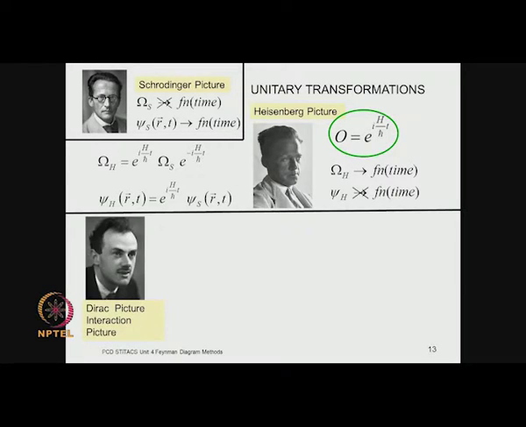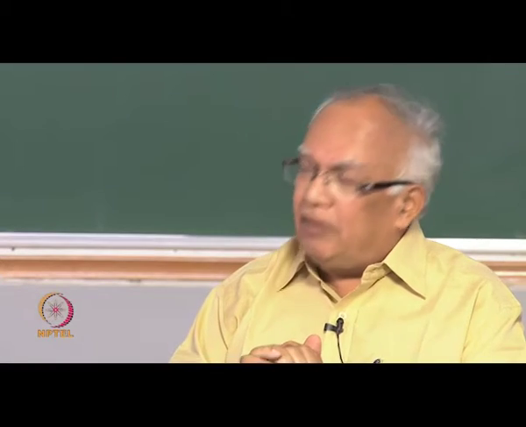Now, there is another picture, that is the Dirac picture. It is also called the interaction picture. And in this picture, quantum mechanics of those problems which cannot be solved using perturbation methods can be handled. This is particularly useful for such problems, like the Coulomb correlations in our problem.